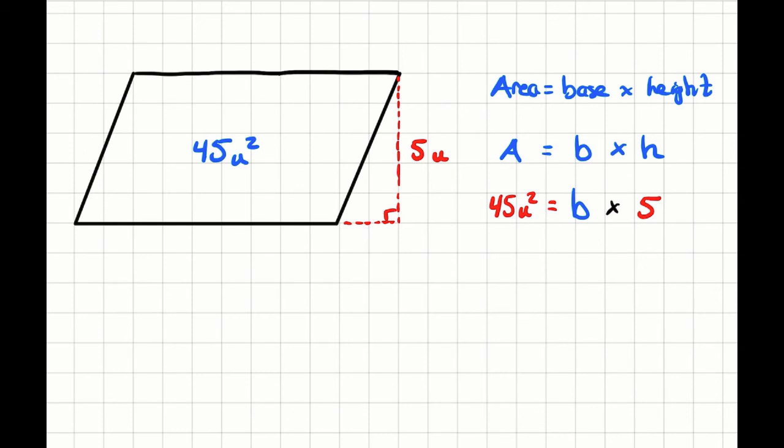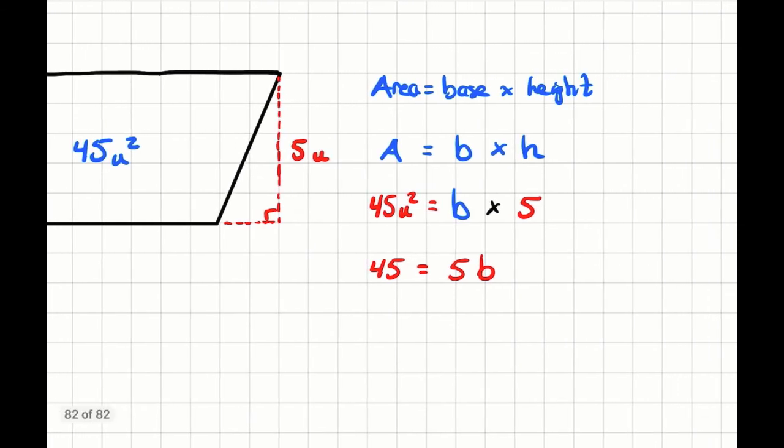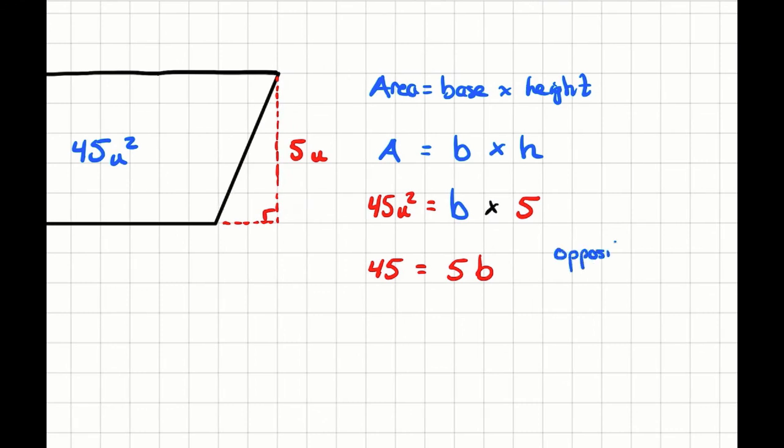Okay. Now, 5 times b on the right-hand side, that is the same thing as saying 45 equals 5b. 5 times b, or 5b. And this is a problem we've been able to solve in the past. We go ahead and we say, okay, well, what's being done to b? It's being multiplied. So we need to do the opposite operation. And the opposite operation in this case is to divide both sides by 5.